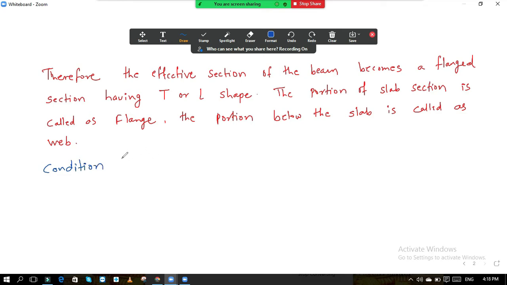So now, conditions for flanged section. What are the conditions under which this T action is getting developed or L beam is getting generated? Now see, T action is always getting generated at midpoints, at the centers or intermediate supports, for the intermediate beams. But when the beam is at the corner, so corner beams are the L beams.